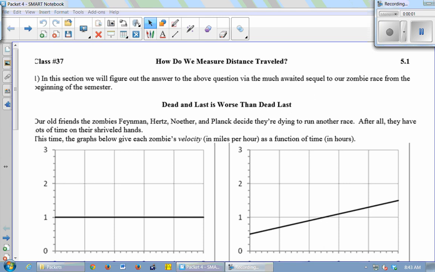We'll be talking about Chapter 5. And here's our little intro to Chapter 5. How do we measure distance traveled? Total distance traveled. So in this section, we're going to figure out the answer to this question by looking at the much-awaited sequel to the zombie race that we did on the first day of class.